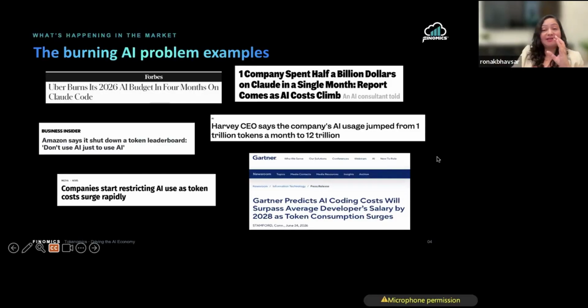Last but not the least, and this is very important because we are all working in tech, and we know engineers do a lot of good work when it comes to innovation and productivity, Gartner predicts that AI coding costs will surpass the average developer's salary by 2028 as token consumption surges. Now think about it.